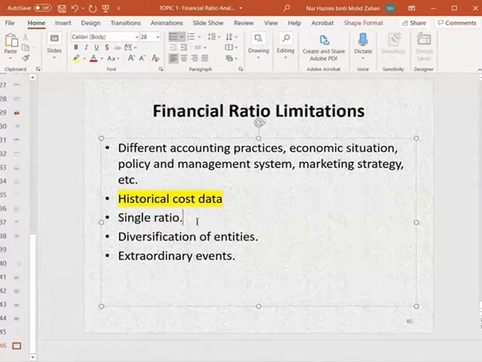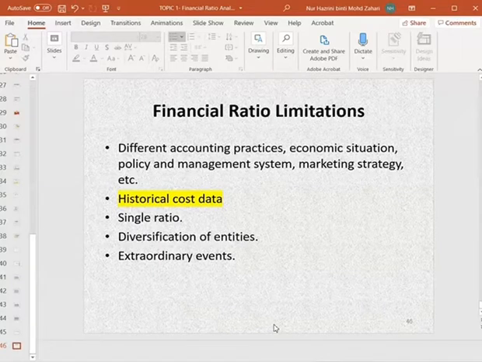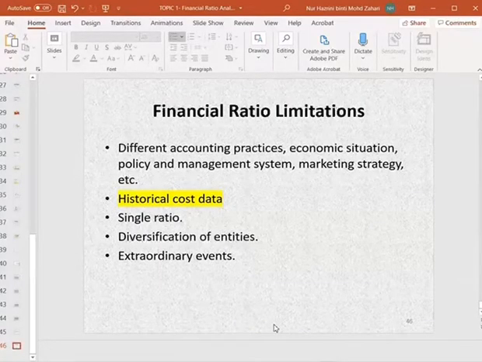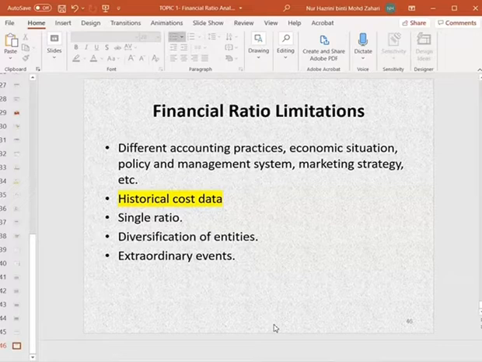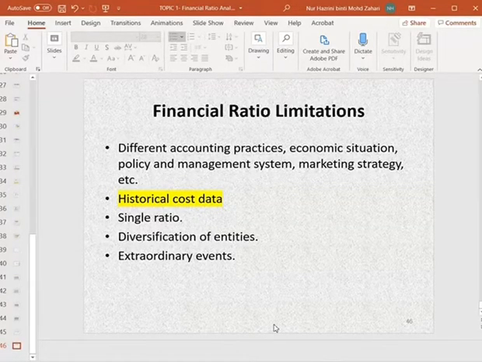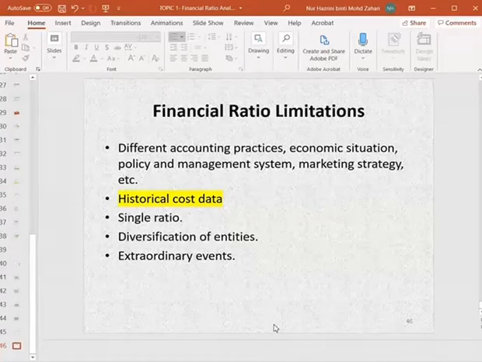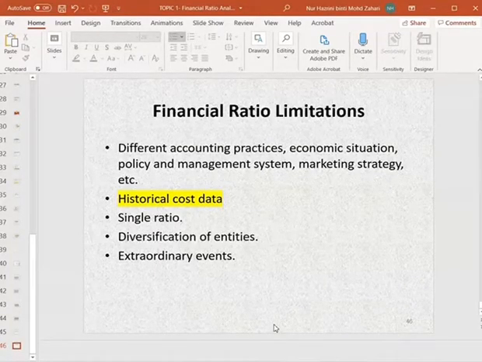So next one, single ratio. Single ratio means if one ratio is good, it doesn't mean that another ratio is good. For example, your current ratio is good, but your return on asset is not good. Your shareholders ratio is not good. So one single ratio is not enough for you to make a decision about the performance of a company, you need more than one ratio.